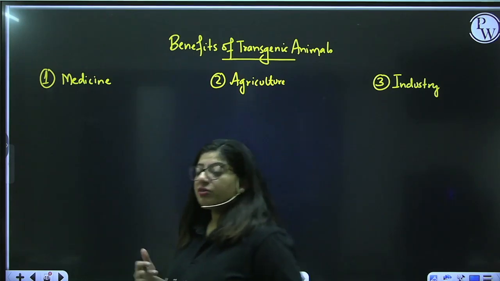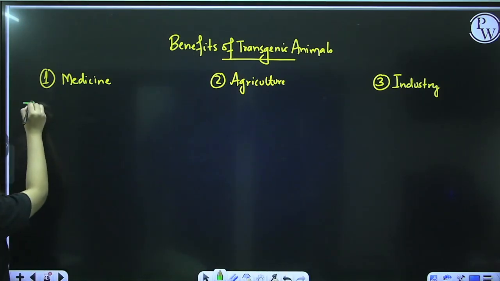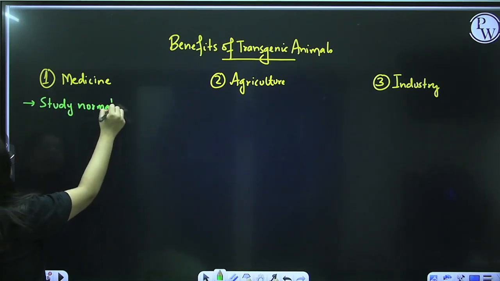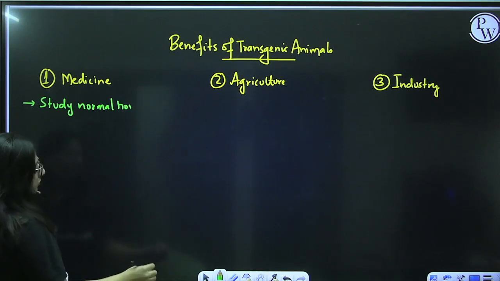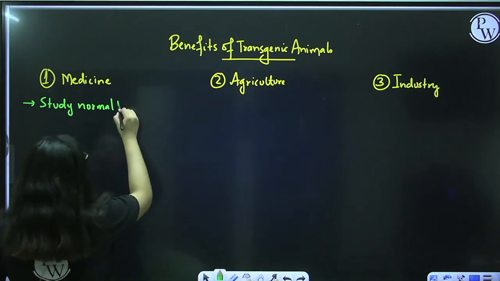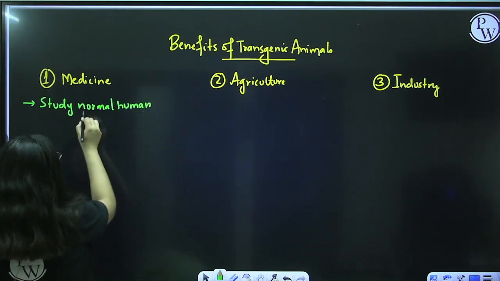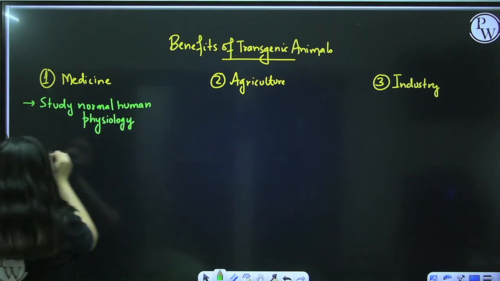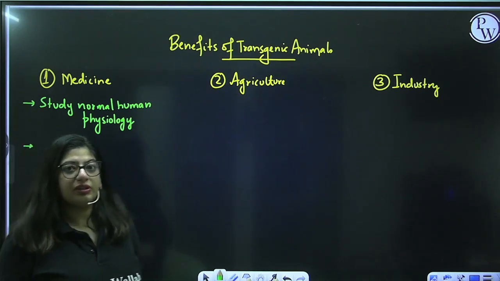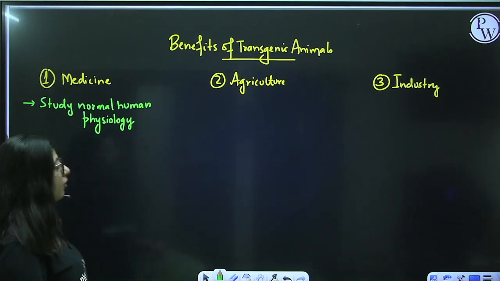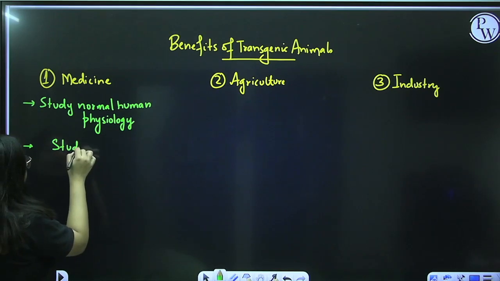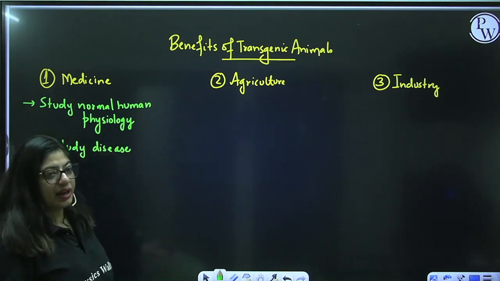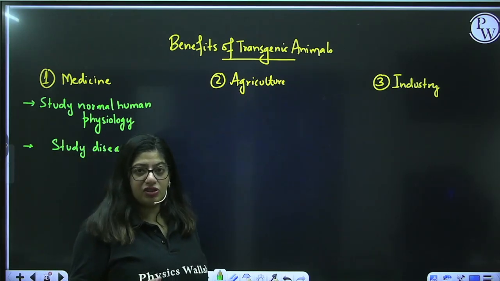So by using transgenic animals, you can study normal human physiology. For example, you can find out how a particular enzyme is secreted from a gene. That's normal human physiology. And we can also study diseases, any kind of disease, how a virus attacks us, how the COVID virus attacks us, and everything can be studied by transgenic animals.